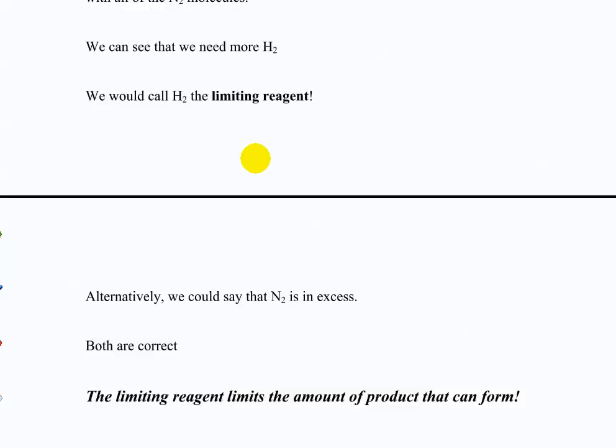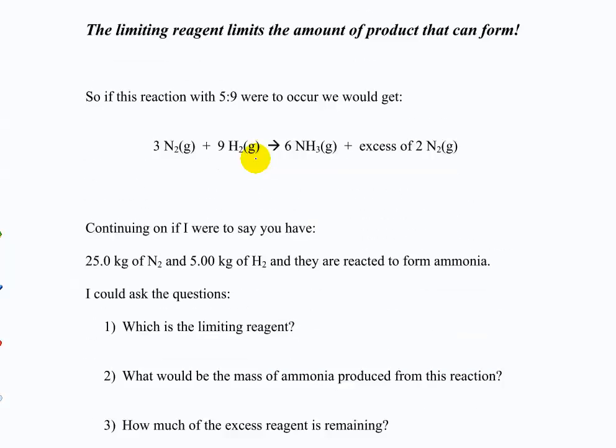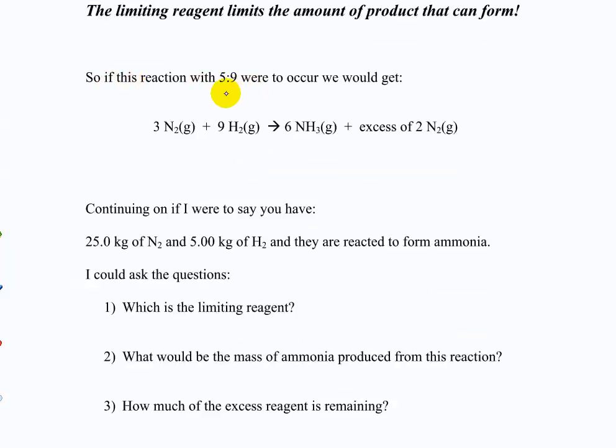Yeah. So let's skip down to this next page here. If this reaction were 5 to 9, you had 5 nitrogens to 9 hydrogens, this is what you would get. You would actually get 3 of these and 9 of these reacting to make 6, and then you'd have 2 extra nitrogens that didn't react, like the extra crusts that didn't get their sauce because there wasn't enough sauce to go around.